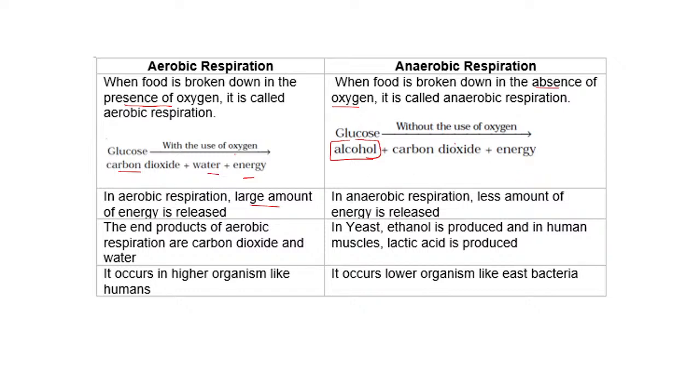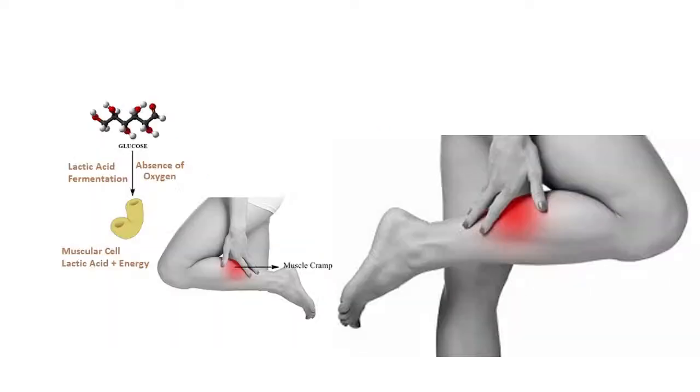Aerobic respiration occurs in higher organisms like human beings, cats, dogs, cows and many other animals. Whereas anaerobic respiration takes place in microscopic organisms like yeast and some bacteria, that is anaerobic bacteria. Okay, and we also know that anaerobic respiration takes place within our body, only when there is a lack of oxygen, when we are doing rigorous exercise. As I have already told you about muscle cramp.